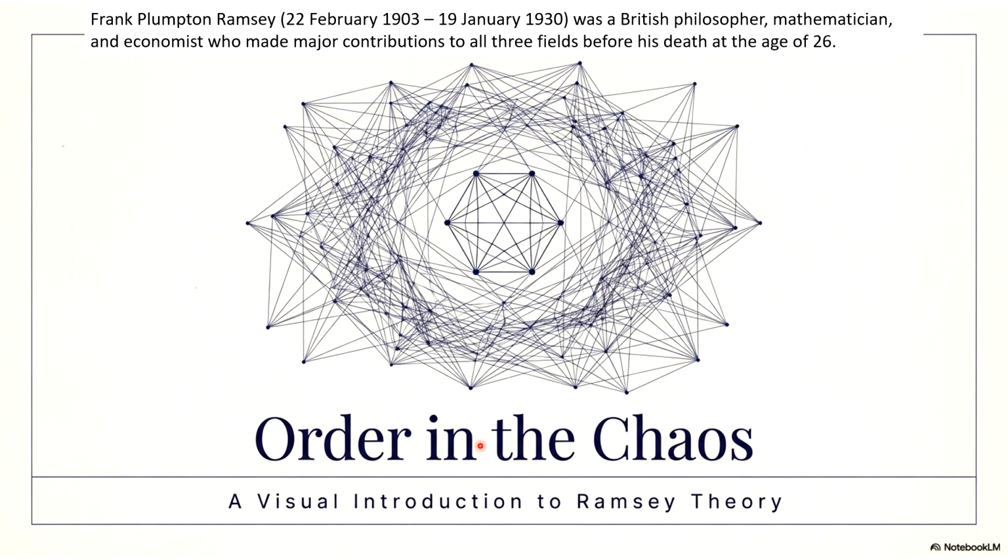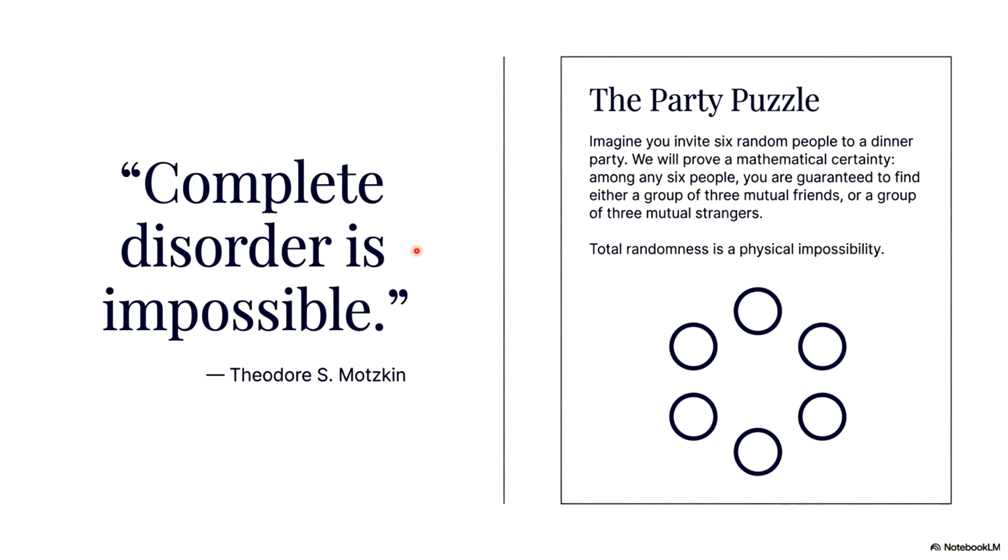The title is called Order and Chaos, and you'll see why that applies here in a bit. So we have a quote here. This is from a mathematician, Motzkin. He's an Israeli American mathematician, and his quote is, "Complete disorder is impossible." So again, hitting at the title of the presentation here, and we'll see that first in this example here.